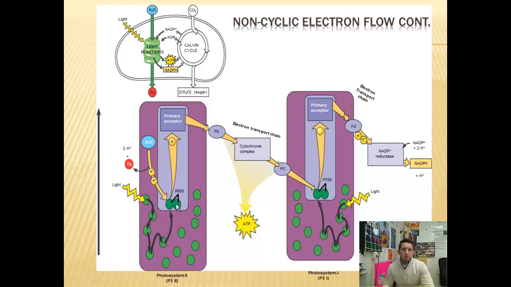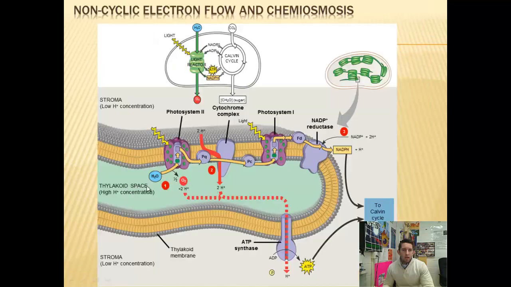Wait a minute, what about photosystem 2? This electron was knocked out. How does it get replaced? How do we recharge this battery? Well, water is located in this thylakoid space. Water is in the lumen.